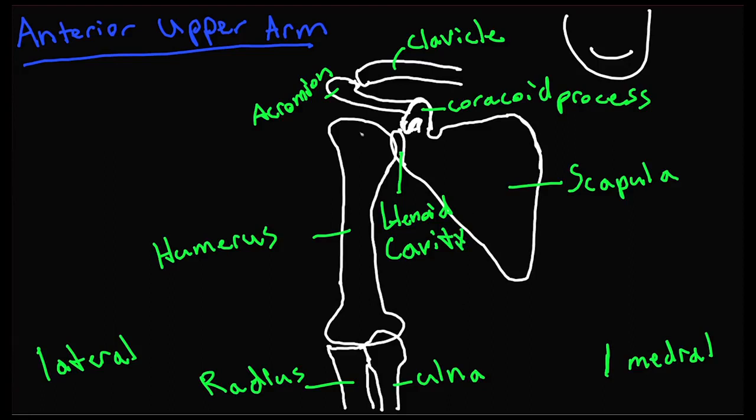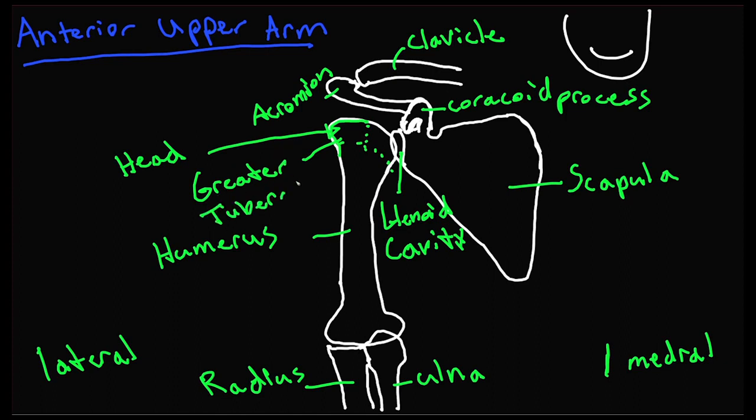Then this right here is referred to as the head of the humerus. This is normally split into two, which is getting tough with my drawing here, but this one on the right, this greater outpouching, is the greater tubercle. And this lesser one right here will be the lesser tubercle.